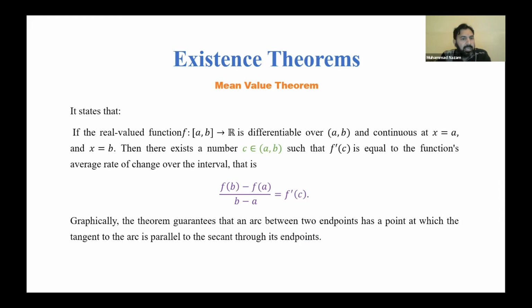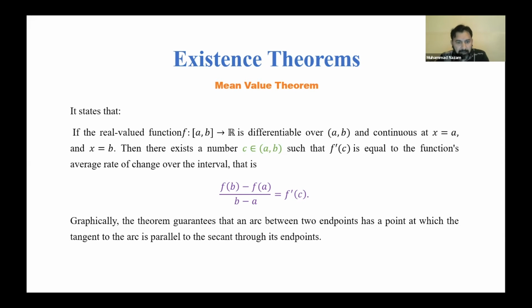What it is: if the real valued function f from the closed interval [a, b] to the real numbers is differentiable over the open interval (a, b) and continuous at x equals a and at x equals b, then there exists a number c between a and b such that the derivative of f at c is equal to the function's average rate of change over the interval. That is, f dash of c is equal to f of b minus f of a over b minus a. So you see the right hand side represents the average rate of change, and the left side is the derivative of the function at the point c.